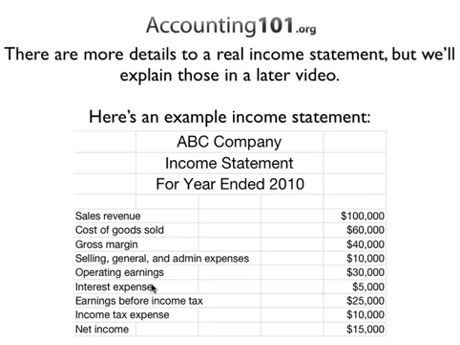And then you have interest expense. That's $5,000, so that leaves you with earnings before income tax, or EBIT, of $25,000. And then if you have to pay $10,000 in income taxes, then you would be left with a net income of $15,000. So that's how an income statement works, and this is what it looks like in really its most basic form. Like I said, we'll get into more complete examples in a later video.